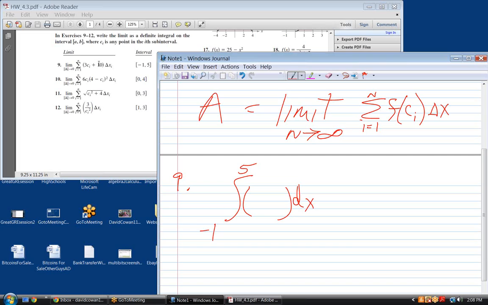What do you suppose that function of x is? 3x plus 10. That's it. And it's as easy as that. In other words, for every one of these problems, you're going to substitute x for c, and the limits of integration will be over here on this interval. So 9 is particularly easy.